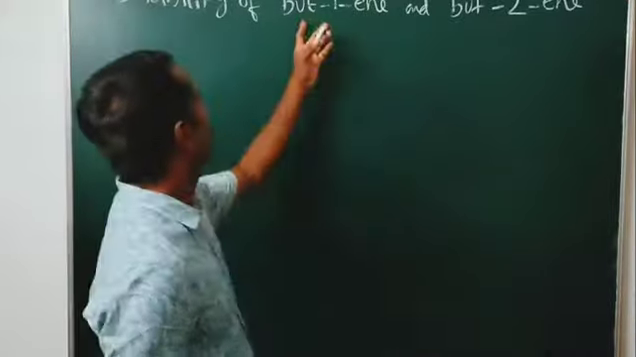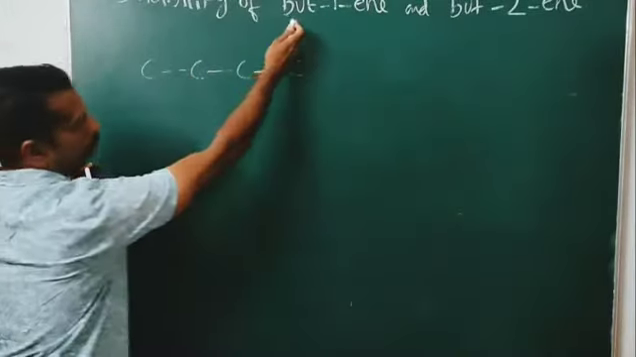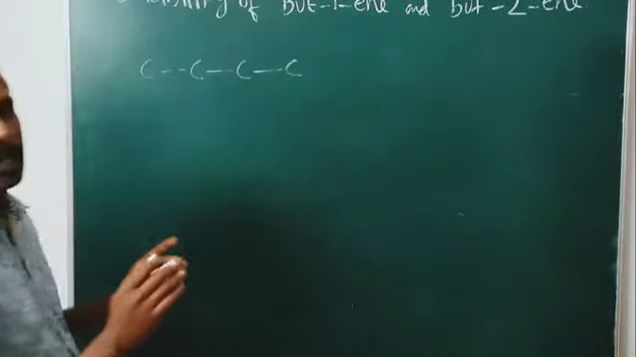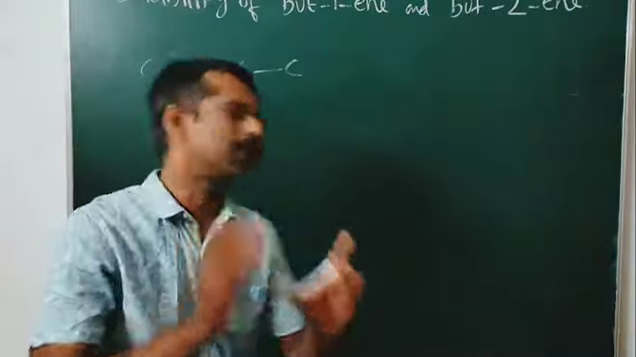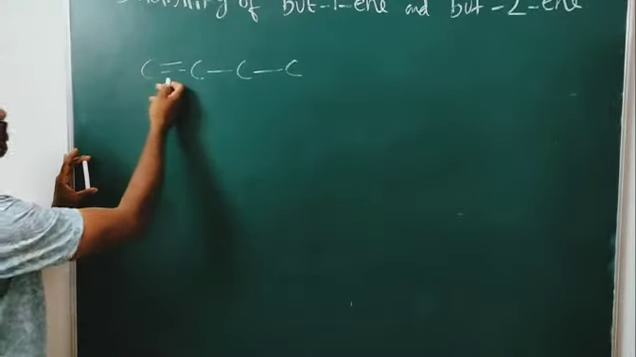Let us see what is the formula of but-1-ene. But means how many carbon atoms? 4 carbon atoms. 1-ene means there must be a double bond at the first carbon. Look at here, here you can put a double bond. So what is the formula of but-1-ene?